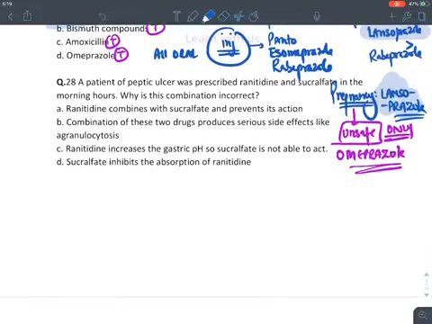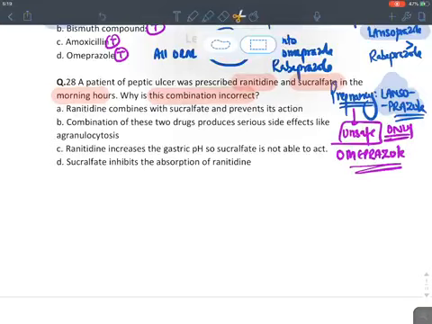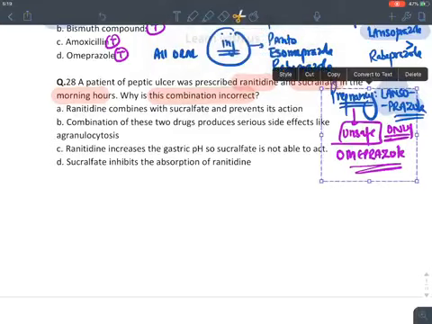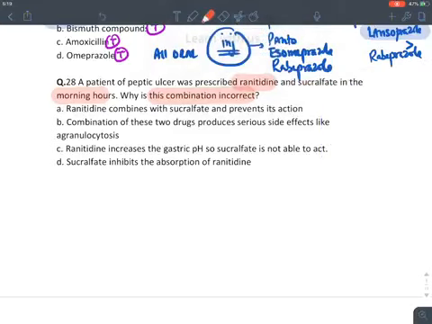A patient with peptic ulcers was given ranitidine combined with sucralfate in the morning hours. Why is this combination irrational? It is unjustifiable. So can we say that ranitidine will increase the pH by suppressing HCl production and sucralfate will not be able to polymerize?